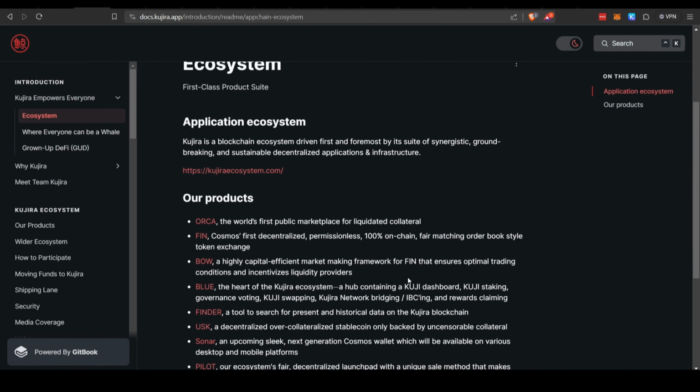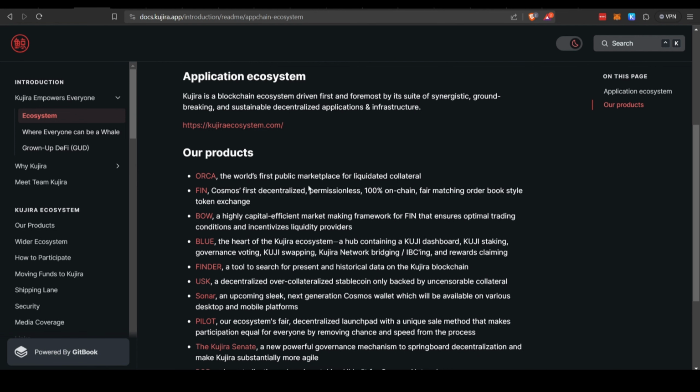Let's get into their ecosystem here. So today I'm going to discuss ORCA. It's the world's first marketplace to bid on liquidated collateral. And we're going to get into that so you can get a discount up to 30% on liquidations. We're going to discuss FIN, which is an order book, so you can do trading similar to an exchange. And then we're going to discuss Blue. You can stake your KUJI tokens, you can mint, and you could do various other things like bridging. And then we're going to discuss Bow, which is similar to a DEX. You can set up liquidity pools, contribute various tokens into liquidity pools to earn yield. All right, so let's get straight into this one.